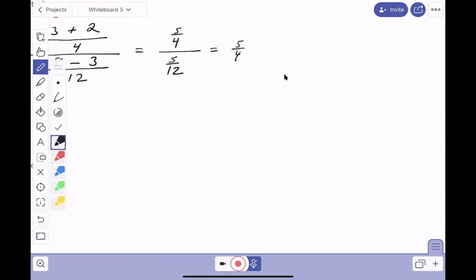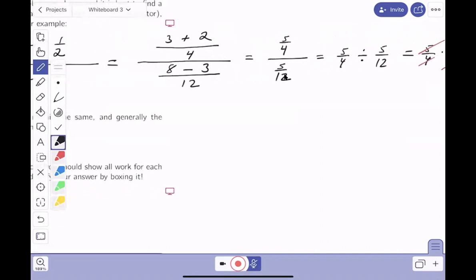5/4 divided by 5/12. Well, the bottom line is I can rewrite this as a multiplication problem with the understanding I need the reciprocal of this. I put that down: 5/4 times 12/5. All right, what's nice about this? Reductions. 5 goes into 5 once, 4 goes into 12 3 times. What we're left with is 3 divided by 1, which is 3.